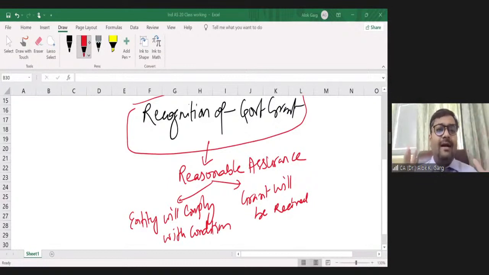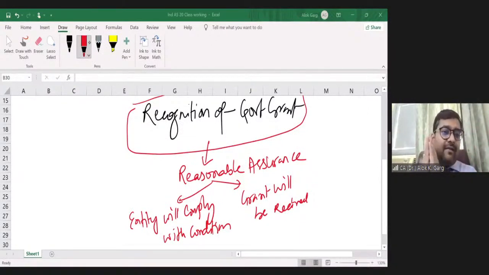Like accounting standard 12, there is no concept of grant in the nature of capital contribution or grant in the nature of promoter contribution. There is no such concept. In Ind AS, there are two kinds of grant. One is revenue grant, I mean to say grant for the expenses. Second, grant for the assets.